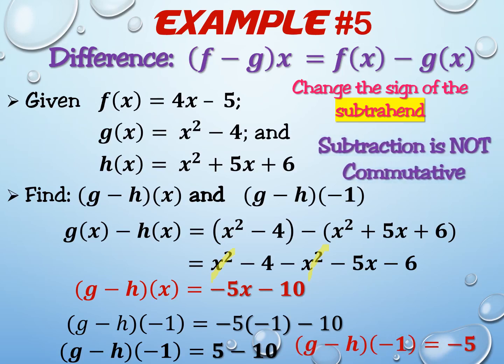Okay, now remember that subtraction is not commutative. If you will notice in our previous answer, we have h minus g. The answer is 5x plus 10. And here we have g minus h. We have negative 5x minus 10. So g minus h is not equal to h minus g. That's why subtraction is not commutative, meaning the order of the two functions will affect your final answer. So please be careful in writing which function you are going to write first and which will be the subtrahend. Okay, is that clear? Okay, good.